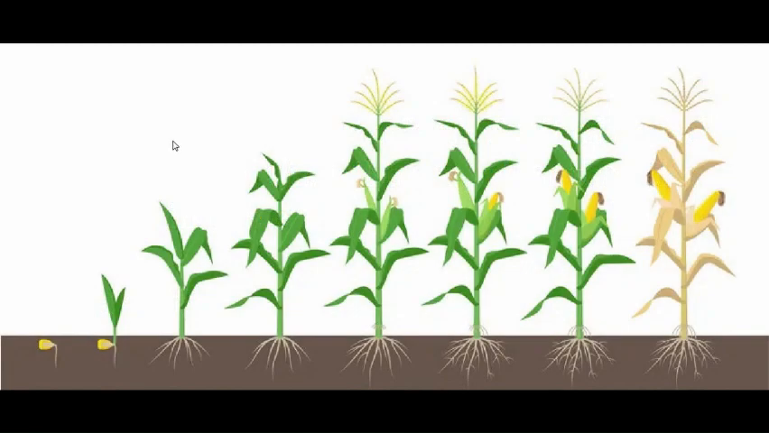So right here we have a growth chart of corn. It starts off as a seed, and then you have the blade. The blade gets bigger and bigger, and then the ear first appears, and the ear gets bigger and bigger, until you have the full kernel in the ear ready for harvest.